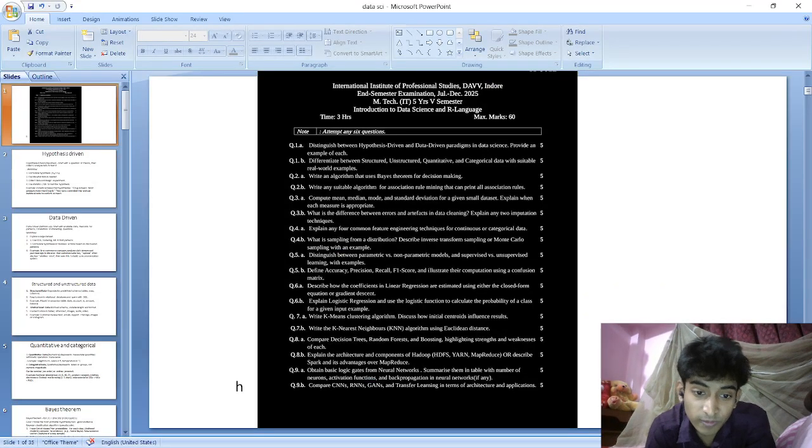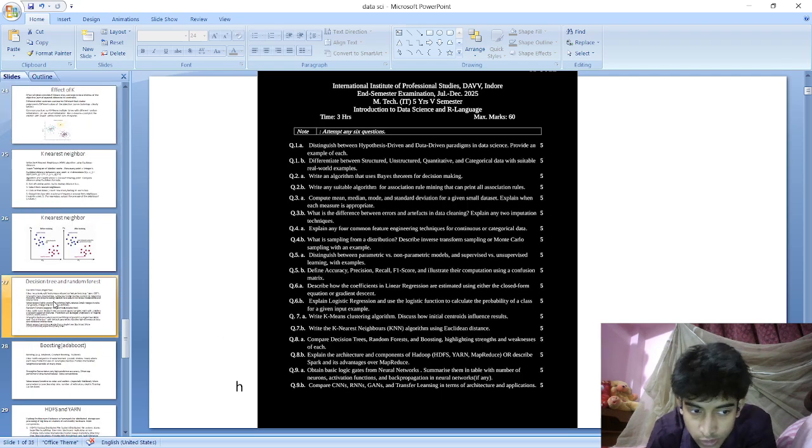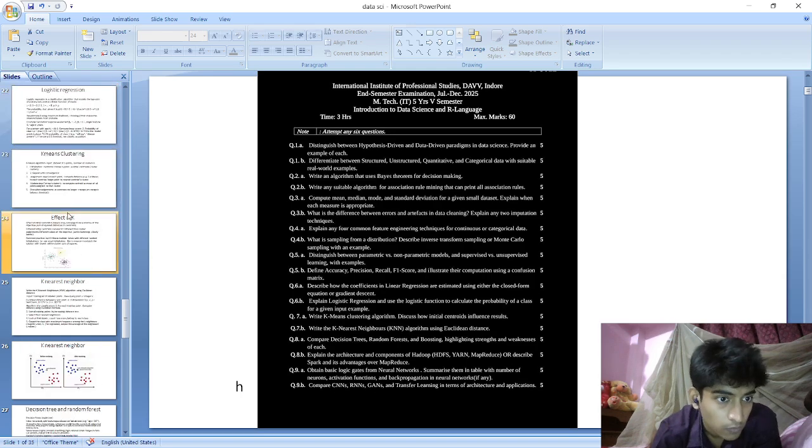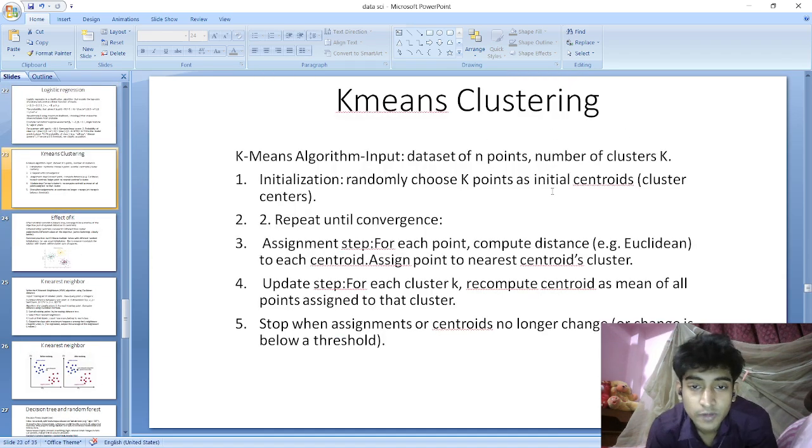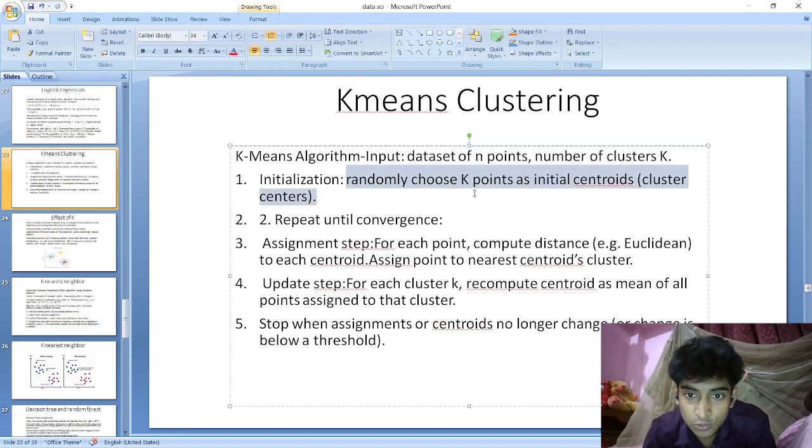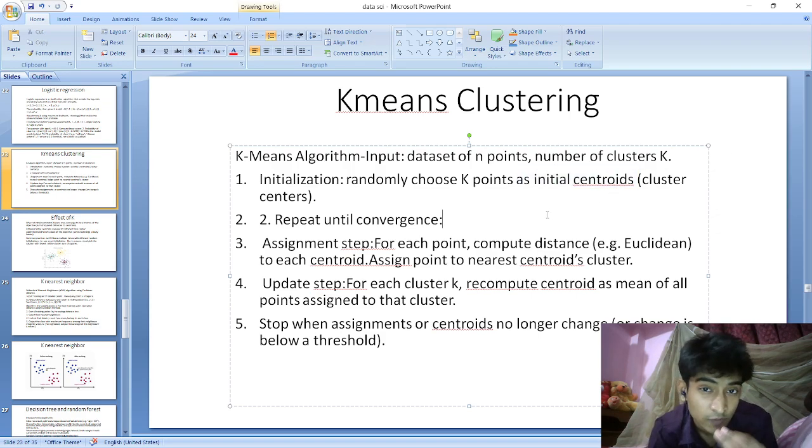Okay, so in this video, we'll be covering question 7, which is: write the k-means clustering algorithm and discuss how initial centroids influence the result. Let's go to k-means. We have k-means clustering. Here, what we do is we need a k, which is the number of clusters, right? So initialization is very simple. We randomly choose k points as initial centroids, where we assign those observations a random value between 1 to k.